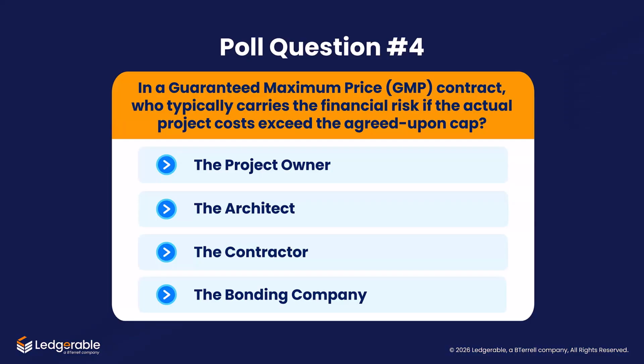Okay, time for another poll question. It's our fourth and final. We're asking, in a GMP contract, who typically carries the financial risk when actual project costs exceed the agreed upon cap? Remember that we just need your response for you to receive CPE credit. We'll take another 15 seconds or so for you to answer. Is it the project owner, the architect, the contractor, or the bonding company?